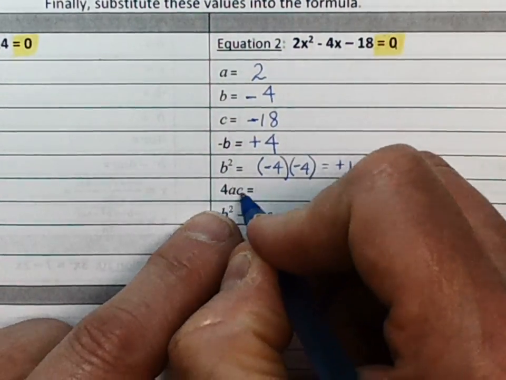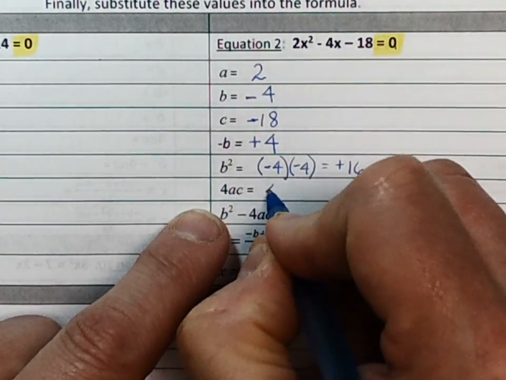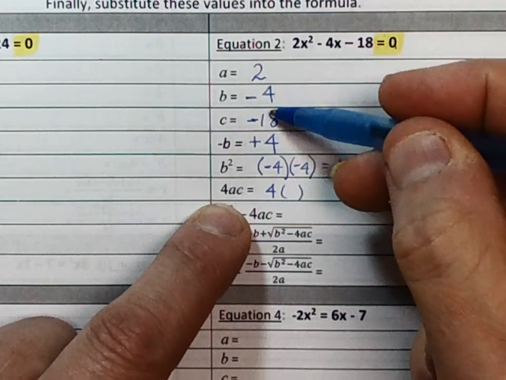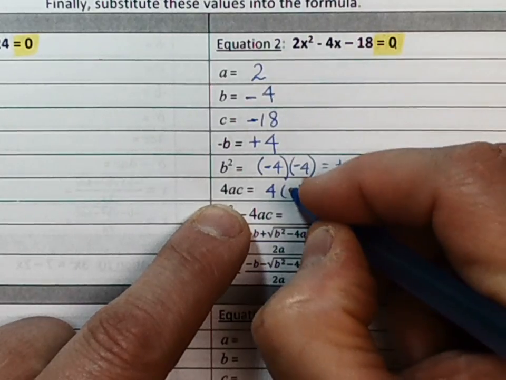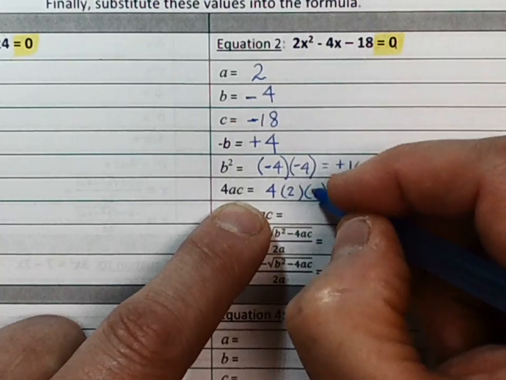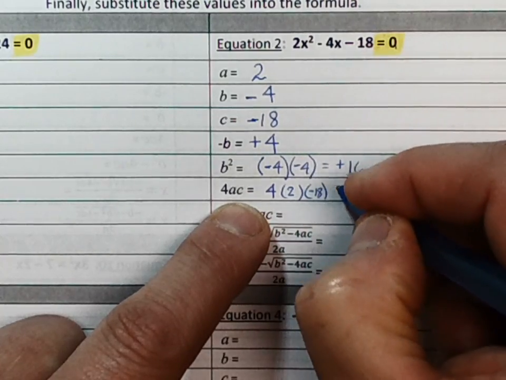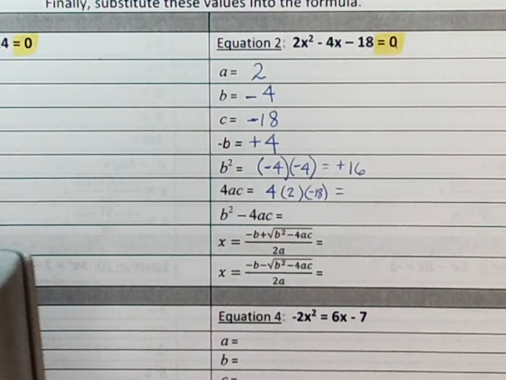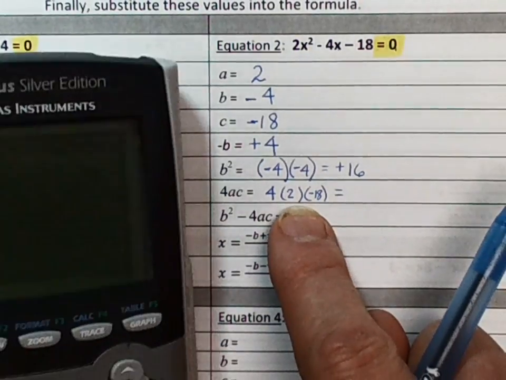4 times a times c. So we take the number 4, and then we're going to multiply it by a. Look at your shopping list. A is 2, so plug in a 2 for that. And c, look at your shopping list. That's a -18. Pick up your calculator and figure out what all of this is equal to.